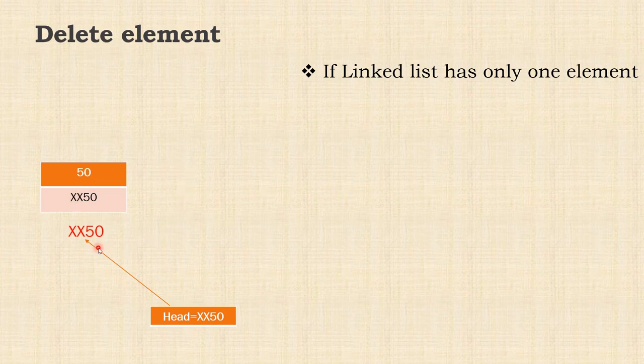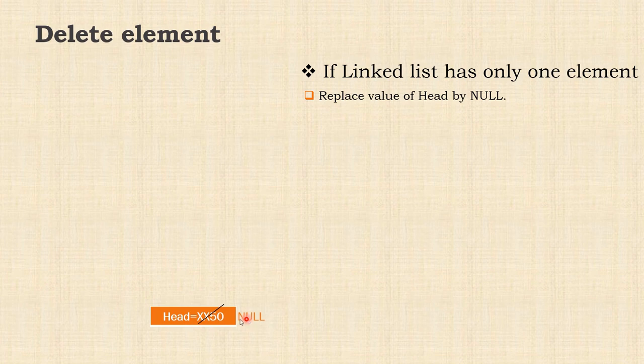So how can we delete? Replace the value of head by null. If you do head equal to null here, automatically it will be deleted, that means the head will not point to any node. This is so simple to delete if there is only one element. So now xx50 will be deleted, and instead of xx50 null will be available. Head is not pointing to anything, so the node inside the CLL, circular linked list, is deleted. Like this we can delete the element.